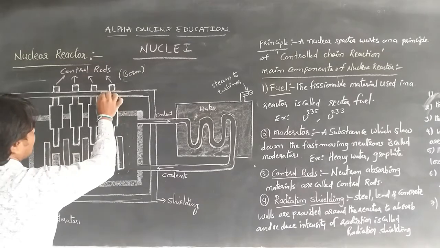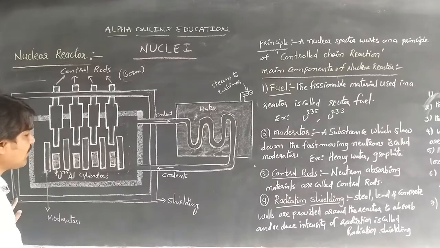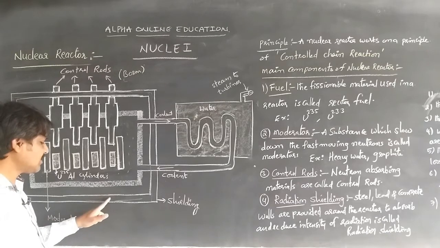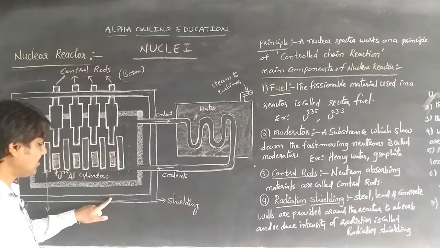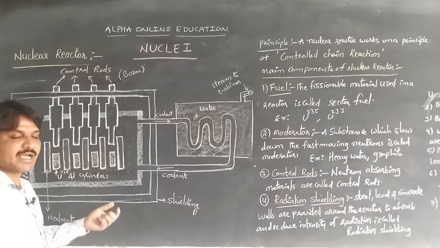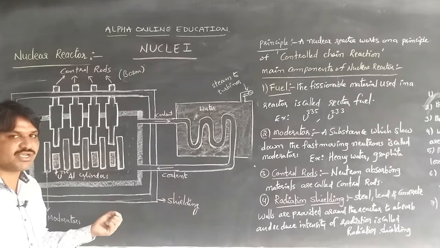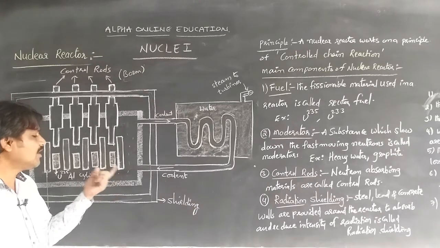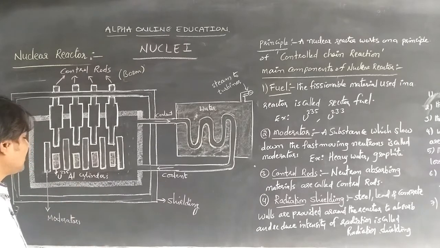The next one is radioactive shielding. This radioactive shielding is constructed with steel, lead and concrete walls, which protect against, absorb or reduce the intensity of radiation emitted in the nuclear fission process. That is the function of radiation shielding.